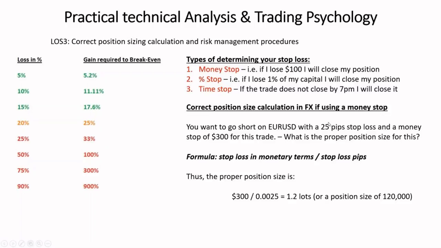The formula is stop loss in monetary terms divided by the stop loss pips. So the position size is $300 divided by 0.0025. So this means if you do the maths, it's 1.2 lots or a position size of 120,000. So by using this formula and having in mind the stop loss in pips and the money stop you want to place, you can automatically determine your position size.